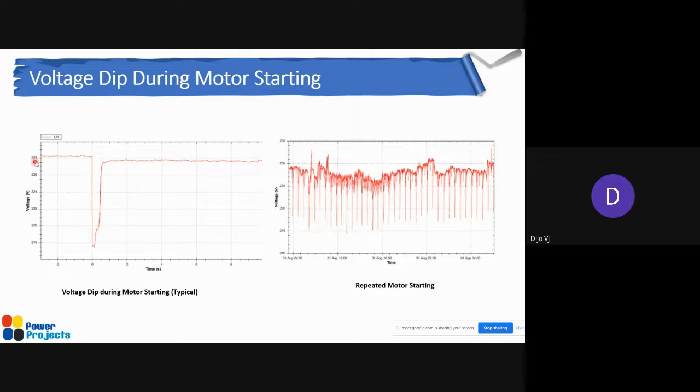It is dipping from around 230 volt to 218 volt. This is okay if it happens only once in a day or something like that. But if there is an industry where, based on the process requirement, this motor needs to be started every hour or something like that, what is going to be the issue? You can see here the waveform of the repeated motor starting. That's a dip every 1 hour or maybe every half an hour. We cannot consider it a good quality system. So these are the issues.